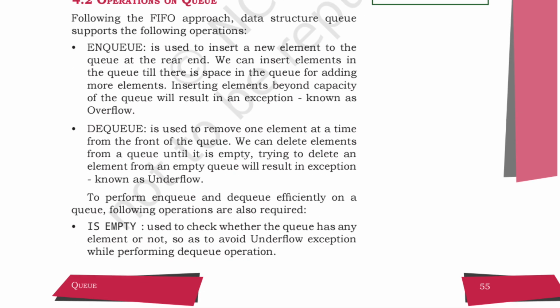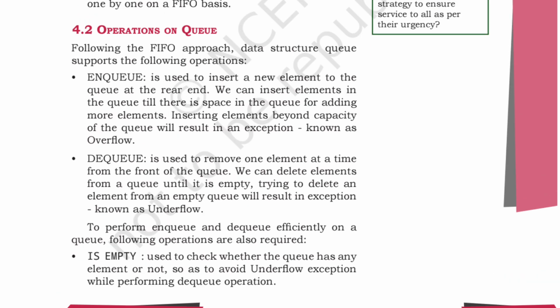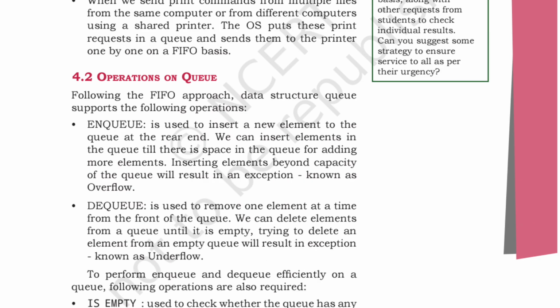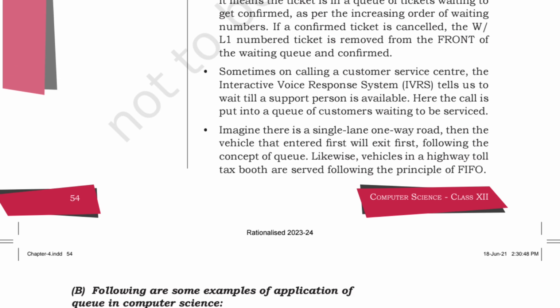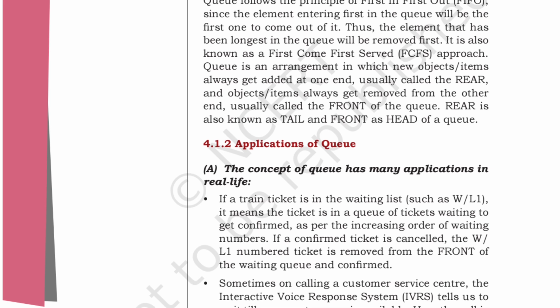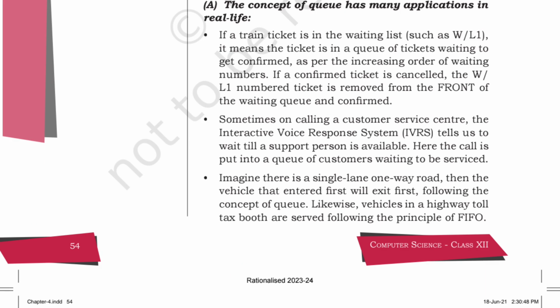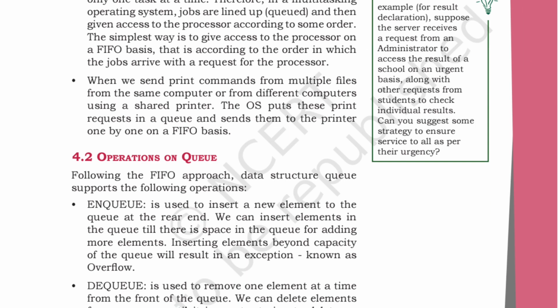Now operations. In operations I already taught you about NQ. Now we will see DQ. DQ is what? It is the front of the queue, meaning the head of the queue. In NQ what happens? This is the rear end. I already told you about the rear end, where elements get removed from the other end. So that's why it is NQ.